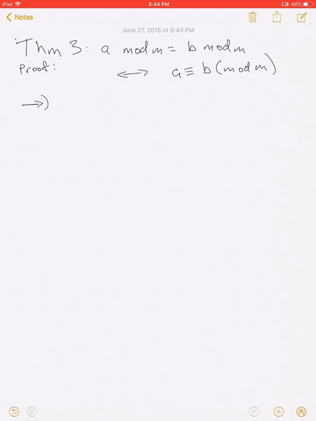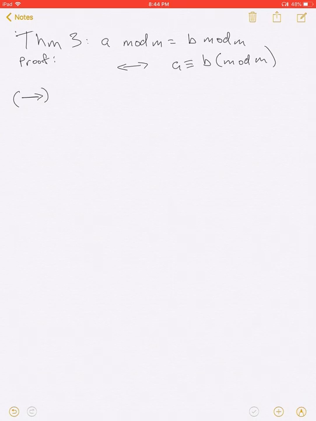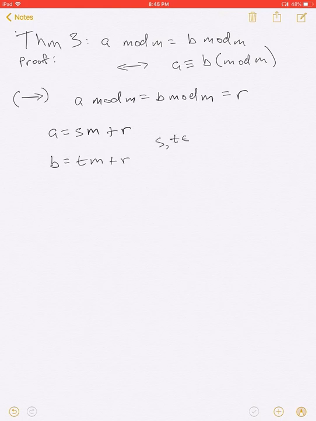We'll first prove it in this direction where we assume that A mod m equals B mod m. And since that's the remainder when A and B are divided by m, I'll just call it R. Now I'm going to apply the division algorithm to A and B. So A is equal to some integer times m plus R, and B is also equal to an integer times m plus R. That capital Z is the integer symbol, and we'll call that by the division algorithm.